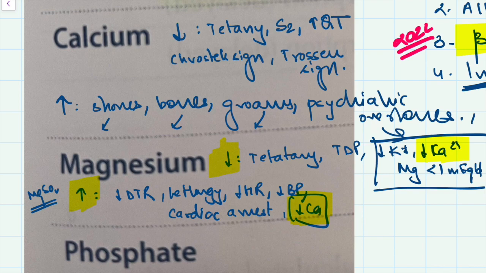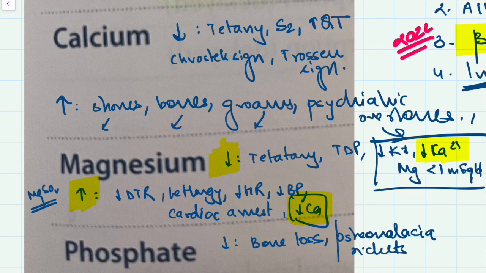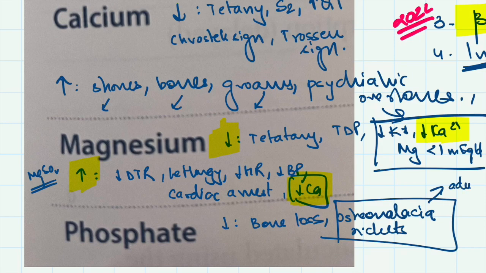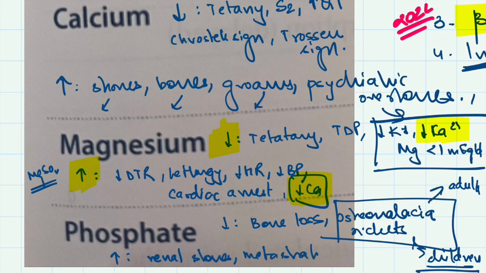Next we have phosphate. So a decrease in phosphate is associated with bone loss, then osteomalacia and rickets. Osteomalacia and rickets are the same disease, with the difference being that osteomalacia is in adults and rickets is in children. While increased phosphate level is associated with renal stones, metastatic calcification, and hypocalcemia.